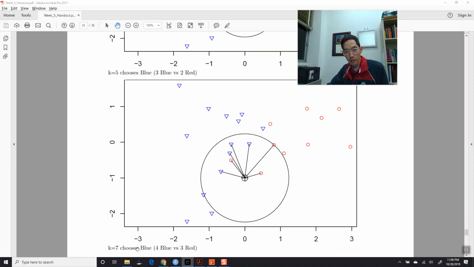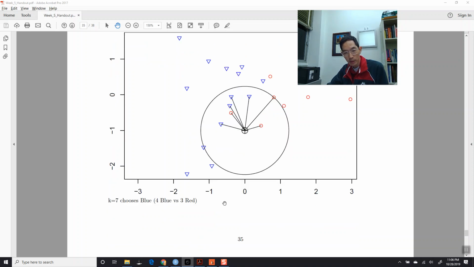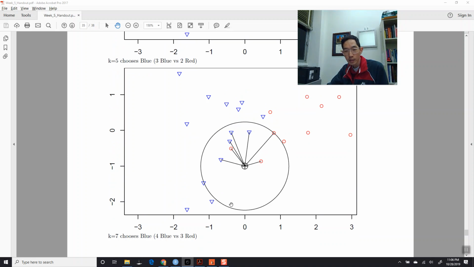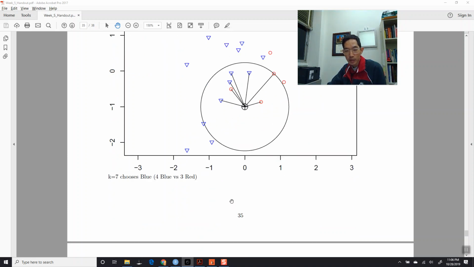And with k equals 7, these are the 7 closest observations. This one is very close, and if I did k equals 8, we would have picked this one, but anyway, at k equals 7, we have 1, 2, 3, 4 that are blue, and 3 that are red. So we're also going to classify it as blue. All right, so that's how that works.